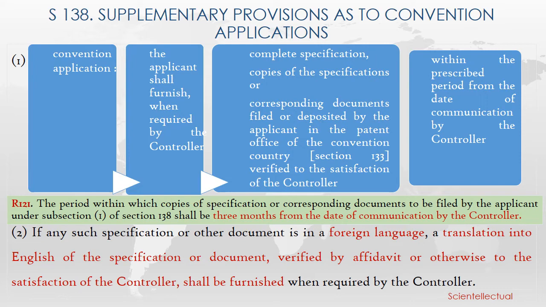Subsection 2. In any such specification or other documents, if it is in a foreign language, that is other than English, then a translation into English or a translated copy in English with affidavit should be furnished when required by the controller. When the controller asks for an English translation of any document which is in any other foreign language, then the applicant needs to furnish that.